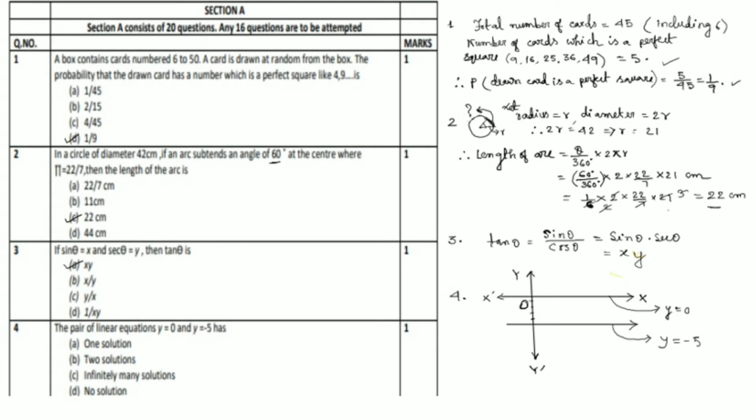The pair of linear equations y equal to 0 and y equal to minus 5 has: one solution, two solutions, infinitely many solutions, or no solution. Here you can see it is the y equal to 0 line, and here it is the y equal to minus 5 line, and here the lines are parallel. So there will be no intersection, so there will be no solution. So the answer will be D. Okay.